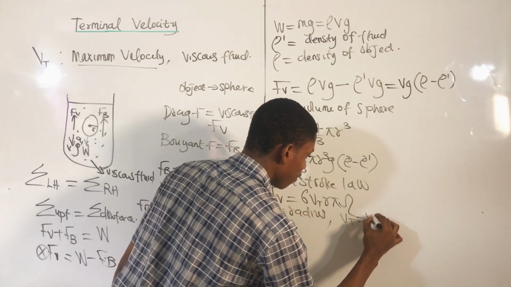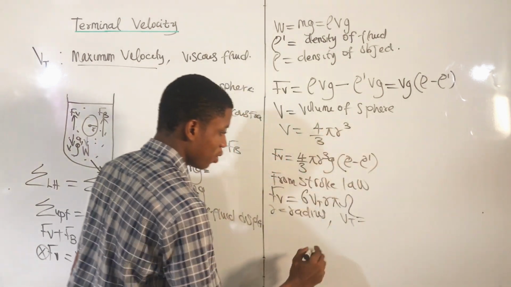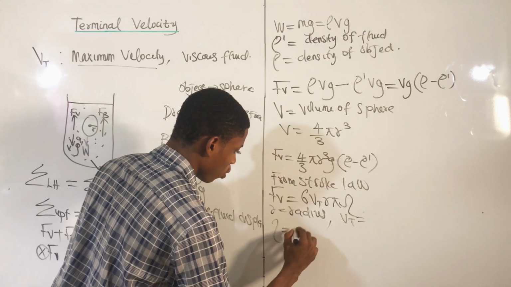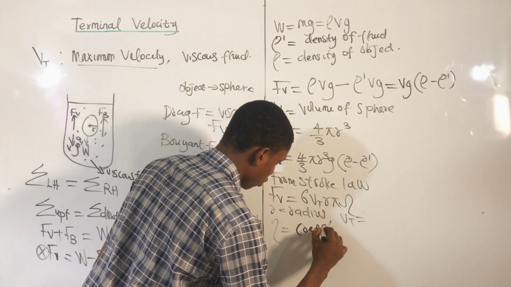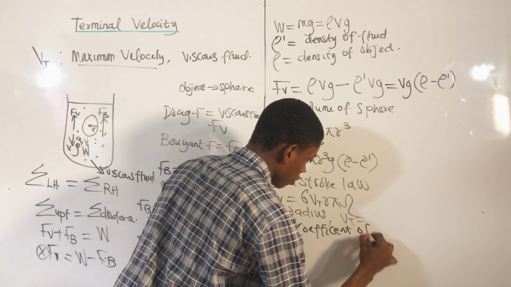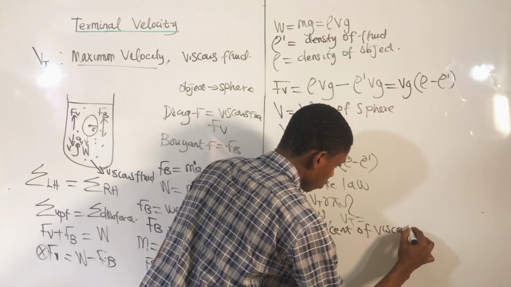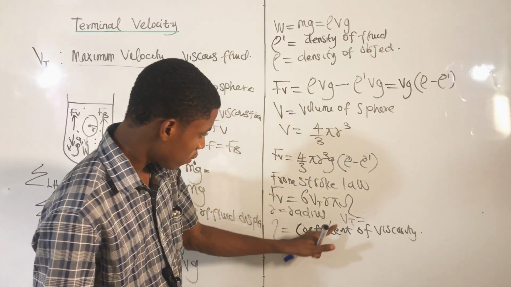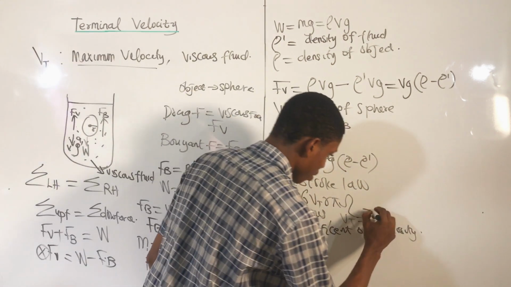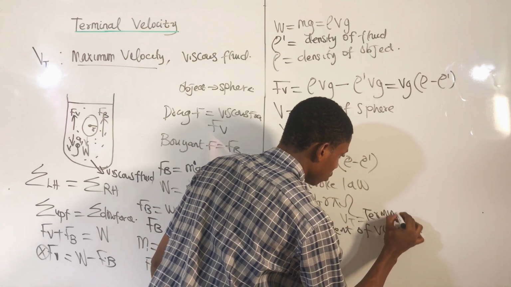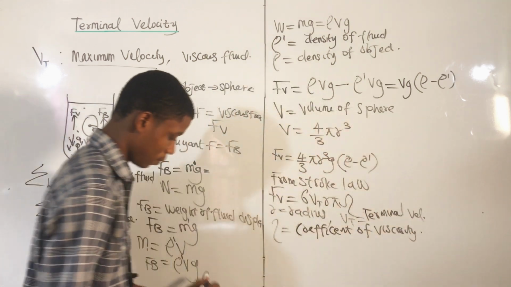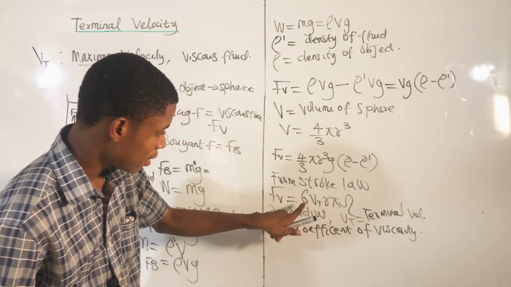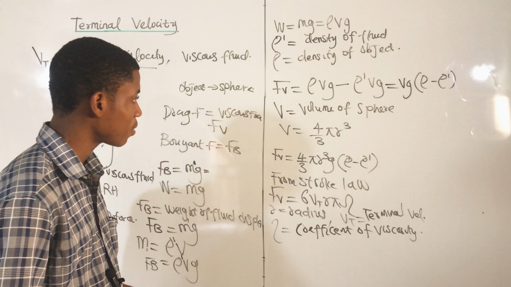Vt is the terminal velocity. Of course, everybody knows terminal velocity. Then this is called the coefficient of viscosity. So please, the important concepts are: rho, Vt, which is the terminal velocity. Let me write it down. Terminal velocity. Then this is called the coefficient of viscosity. Of course, this is pi and this is 6. So those are the remaining concepts.